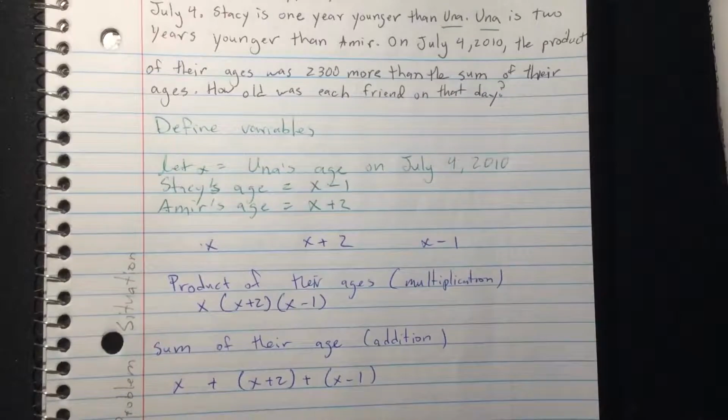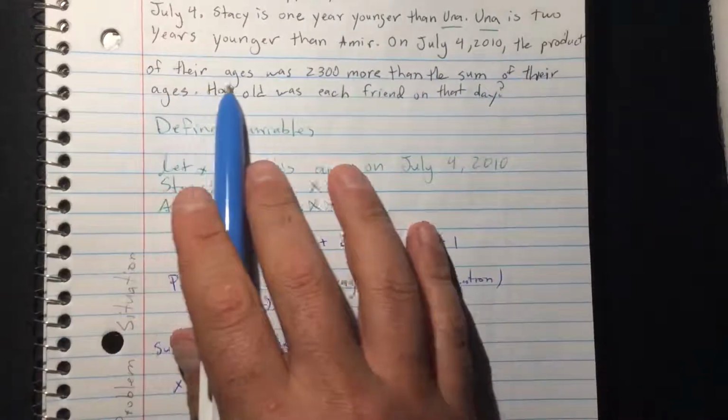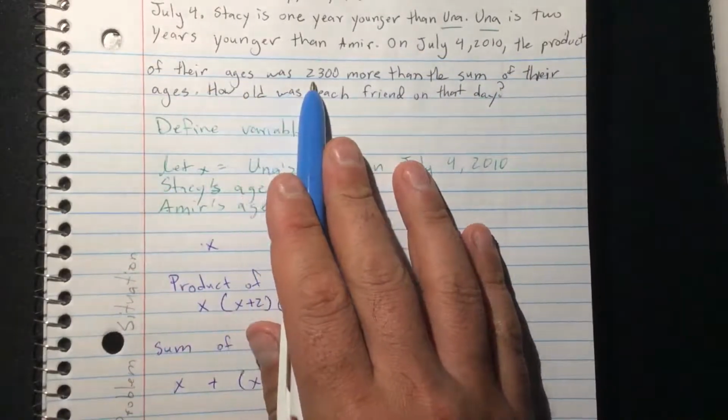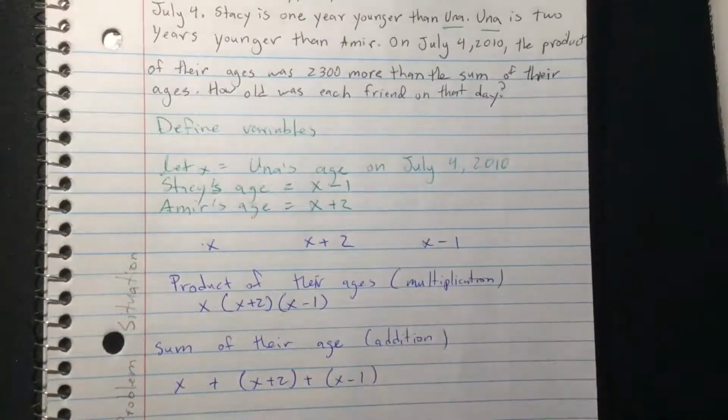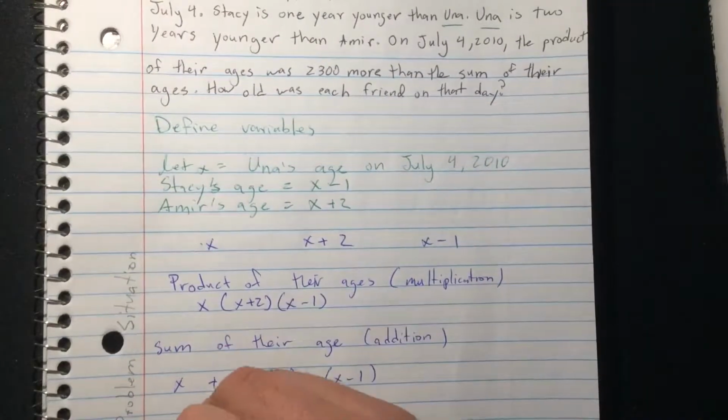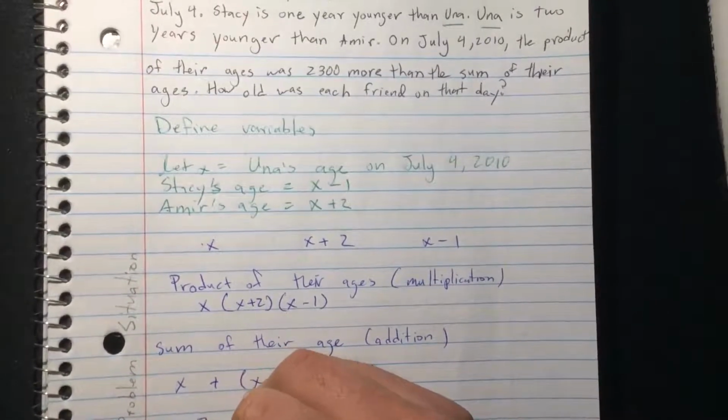And now we've got to figure this out in terms of the equation. It says the product of their ages was 2,300 more than the sum. So the product being more than the sum, we'll go ahead and write the product on the side.